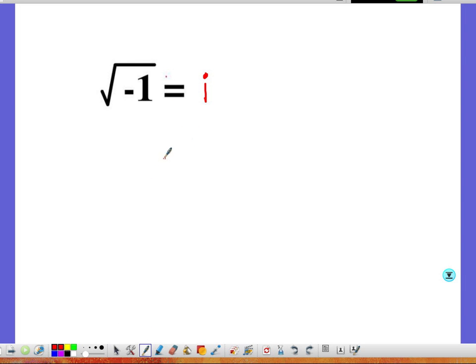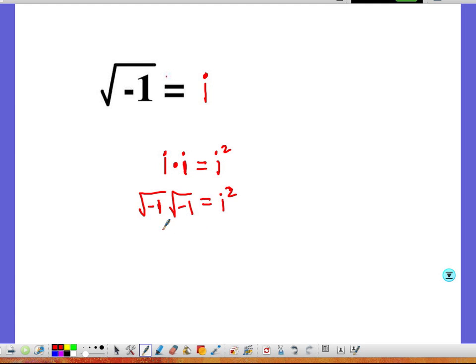Now, what if I had i times i? And students were able to tell me that, well, that equals i squared. Yeah, correct. It is equal to i squared. But if we had i squared, what is that equal to in terms of the other side? Well, i times i would be the square root of negative 1 times the square root of negative 1, which is equal to i squared.